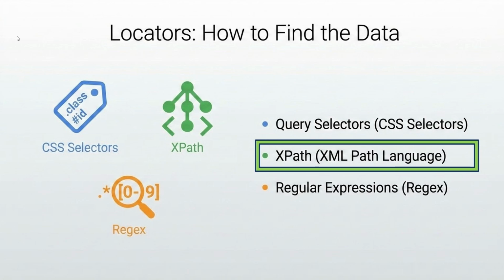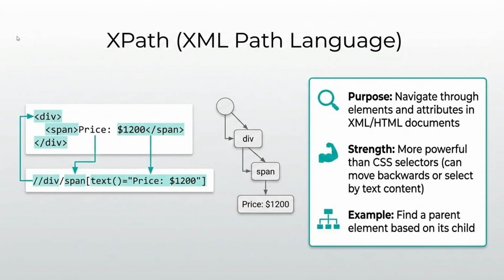XPath is a query language used to parse through XML and HTML documents. XPath is like a highly precision GPS. Unlike CSS, it can move backwards up the tree.